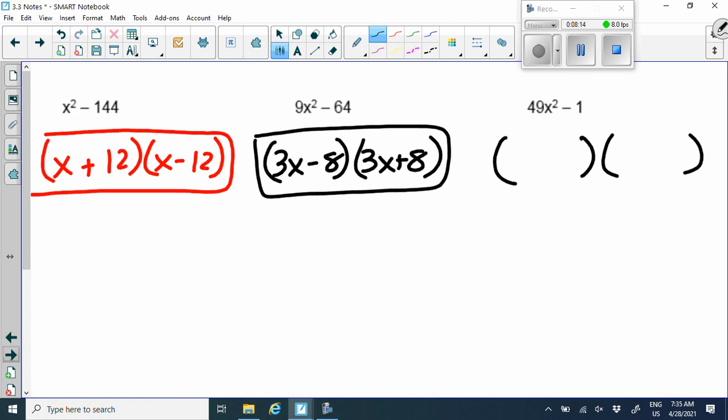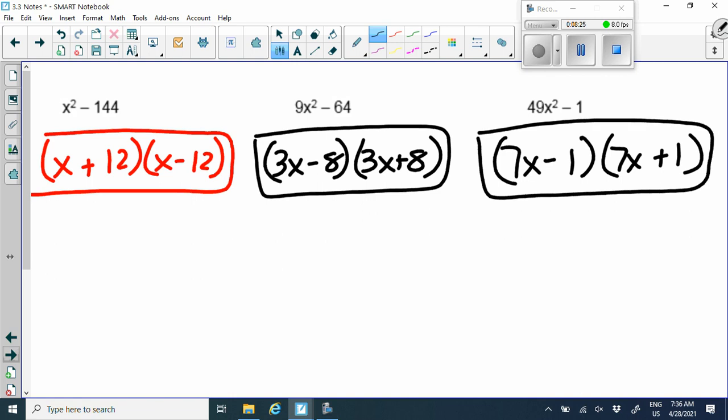Well, what's the square root of 49? 7. So I have to do 7x and 7x. And then what's the square root of 1? 1. Okay? So I have a 1 minus and a plus, and then that's my final answer there.